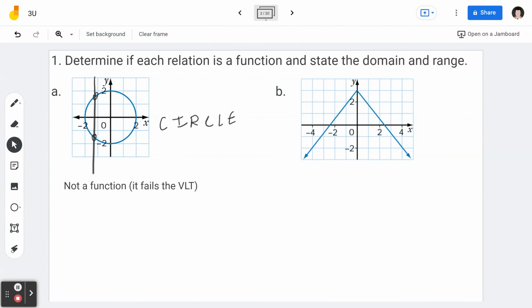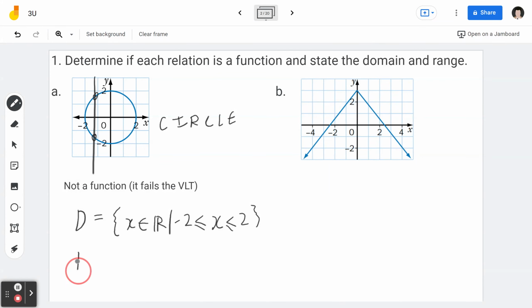Now, even though it's not a function, it's a relation, and you can still write down the domain and range. In one sentence, domain means all the possible x values, and you can say domain equals x is an element of real numbers such that x is in between -2 and 2 inclusive. Inclusive means you put the equal sign next to -2 and 2. If you write down the range, again in one sentence, it means you want to write down all the possible y values. And in this case, the range is y is an element of real numbers such that y is in between -2 and 2 inclusive.